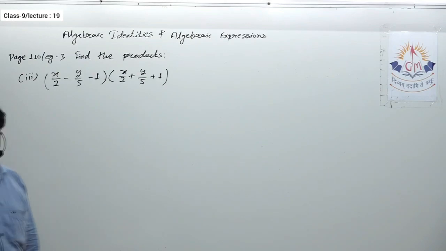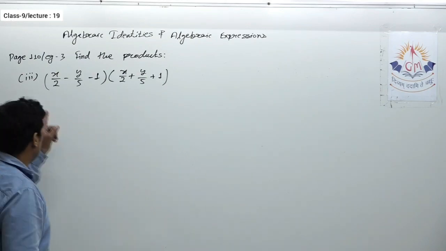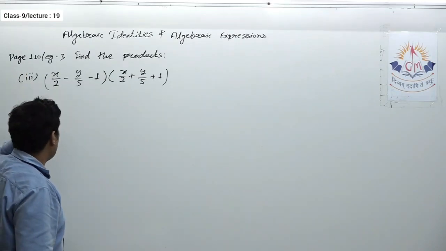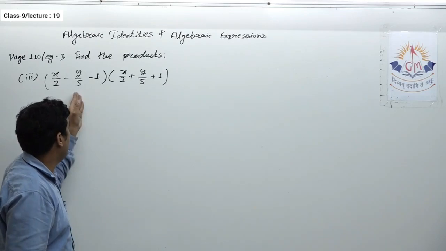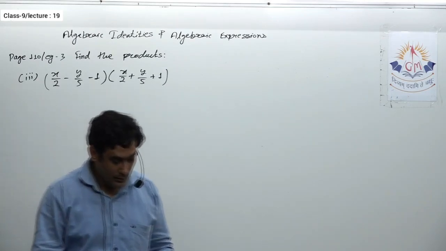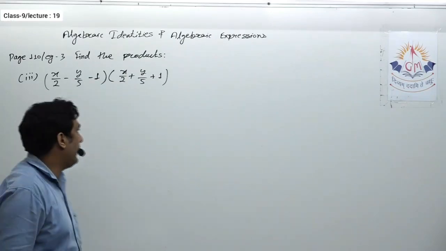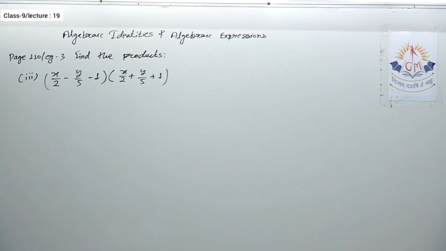Okay, so you have to multiply these two. Again I am repeating, definitely not term to term. You are not allowed to multiply in this way, that you multiply x by 2 with all of these, then minus y upon 5 with all of these, and then minus 1 with all of these. That is not allowed. You have to multiply using identities. So think for a while and then I will give you its solution.